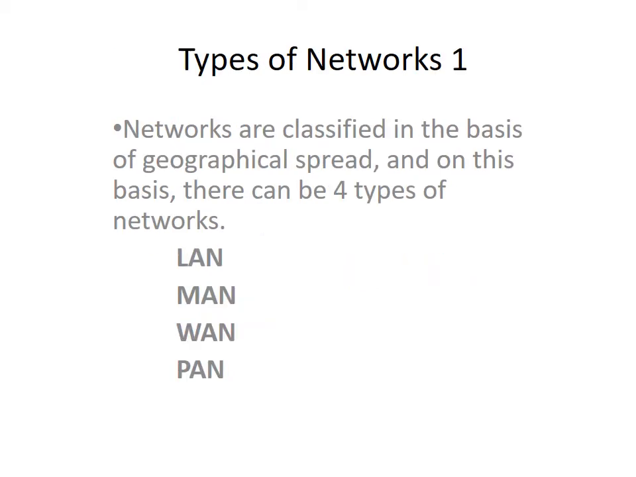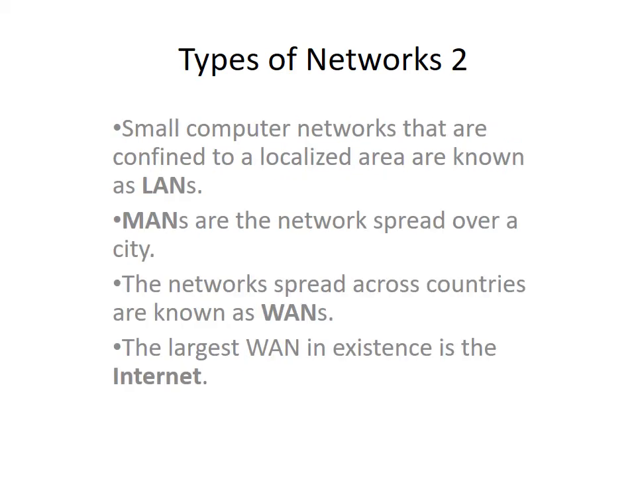Now the third classification of networks. The computer network can be classified again based on the geographical area. Networks are classified on the basis of geographical spread, and on this basis there can be four types of networks, and they are LAN, MAN, WAN, and PAN. Now the explanation of LAN, MAN, WAN.